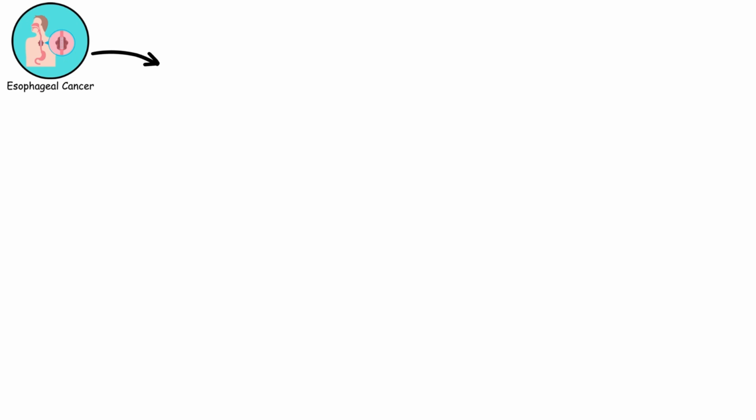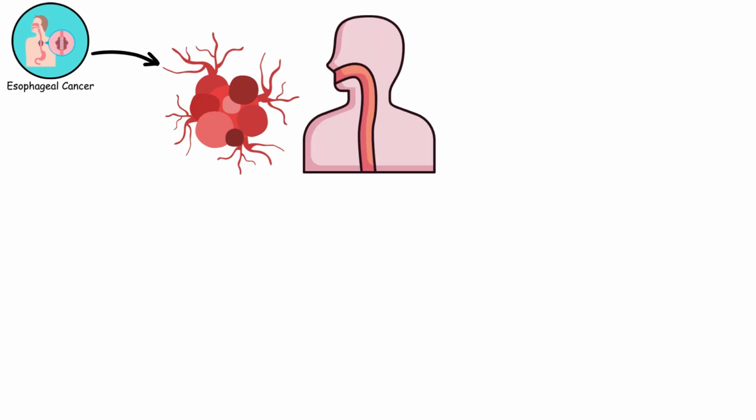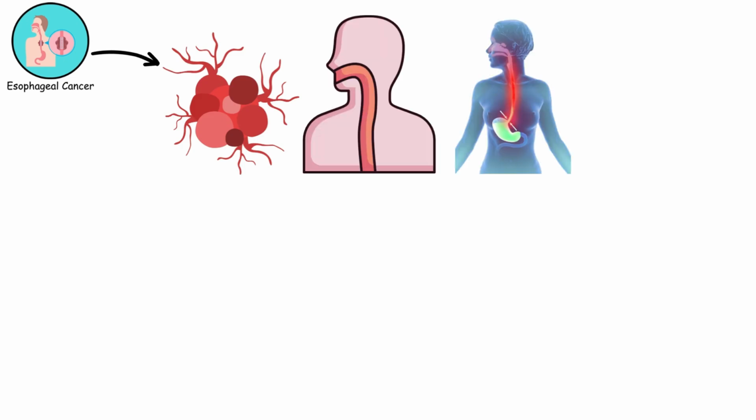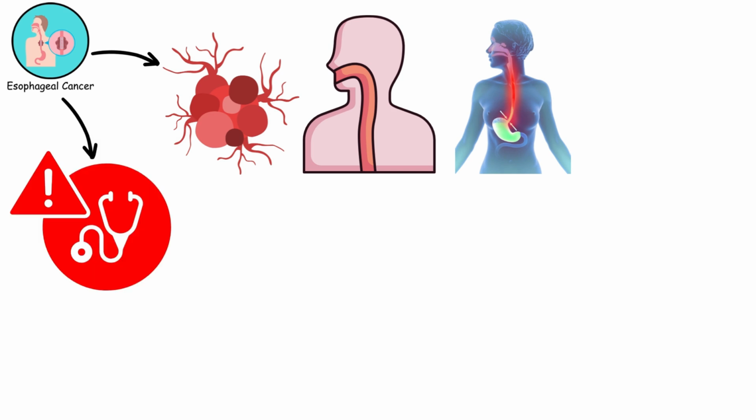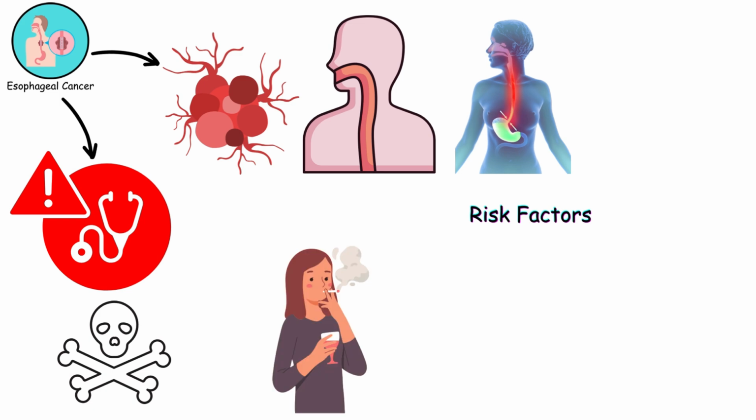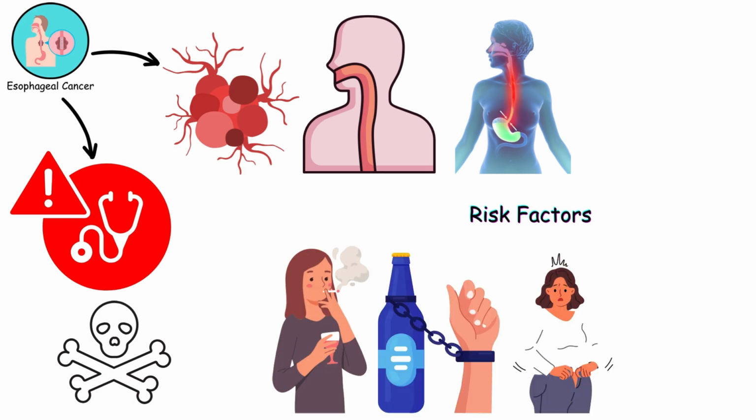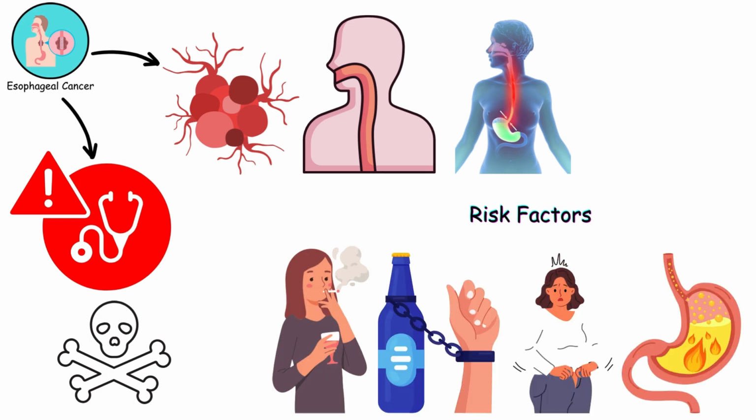Esophageal cancer. Esophageal cancer occurs when cancerous cells develop in the esophagus, the tube that carries food from the throat to the stomach. It is often diagnosed at an advanced stage, making it difficult to treat. Risk factors include smoking, heavy alcohol use, obesity, and acid reflux.